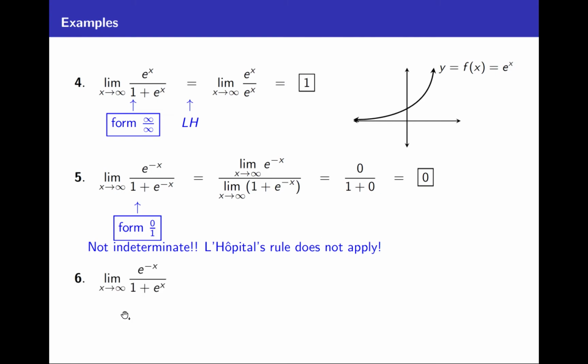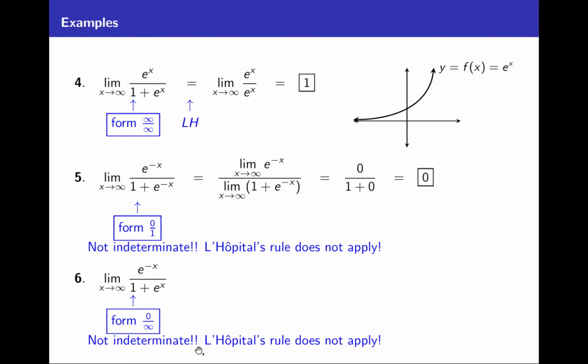Here's another example. The limit as x goes to infinity of e to the minus x over 1 plus e to the x. Now here, just as before, that e to the minus x, as x gets bigger and bigger and bigger, that's a bigger and bigger negative number. That's approaching 0, whereas what's happening on the bottom, x is going to infinity, so e to the x is approaching infinity. This has form 0 over infinity. That's not an indeterminate form. Our two indeterminate forms are 0 over 0 and infinity over infinity. Those are the ones that L'Hopital's rule works for. This is not indeterminate, so we don't use L'Hopital's rule here.